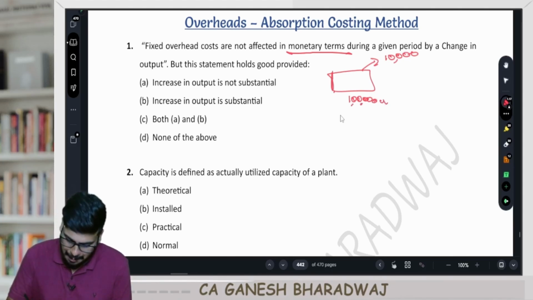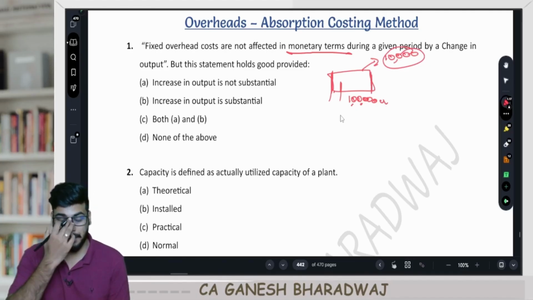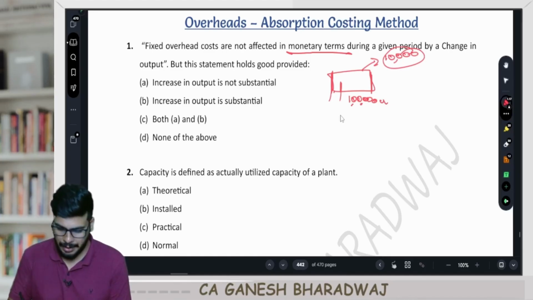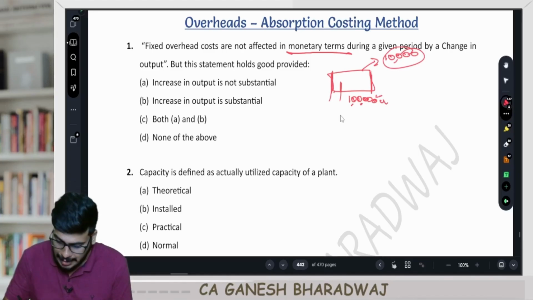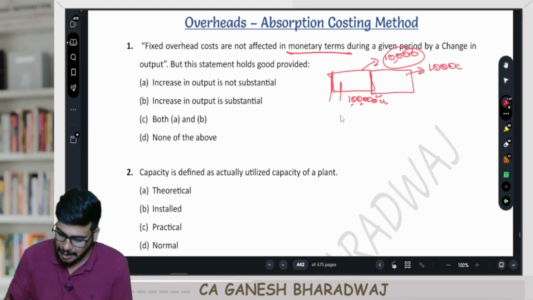Now, whether I produce 0 units or I produce 10,000 units or I produce entire 1 lakh units, will the rent change? No. Why? Because rent is a fixed cost. Suppose I want to manufacture 1,20,000 units. Can I manufacture using this factory? Max, I can only produce how much? 1 lakh. So what I do is, I am taking the next factory also and paying another 10,000. This factory also has another capacity of 1 lakh units.